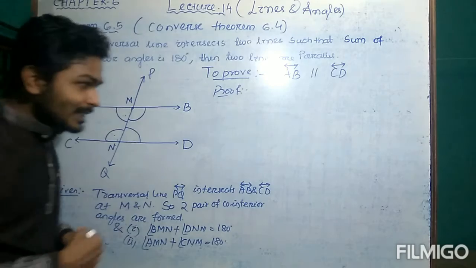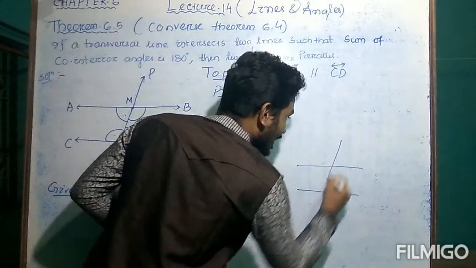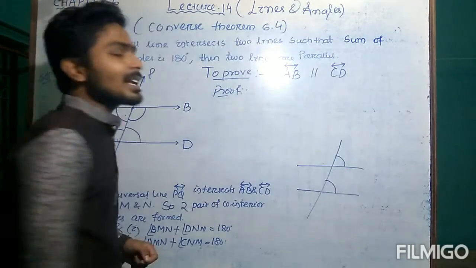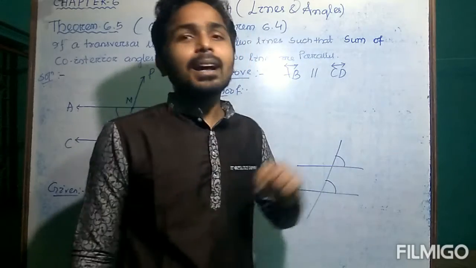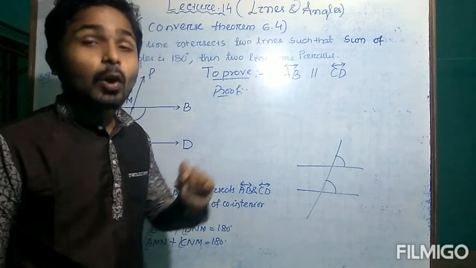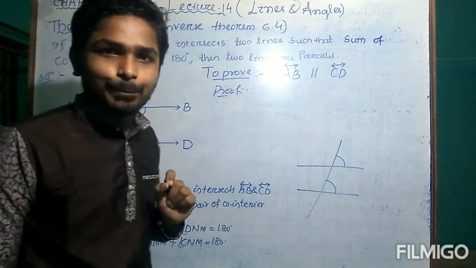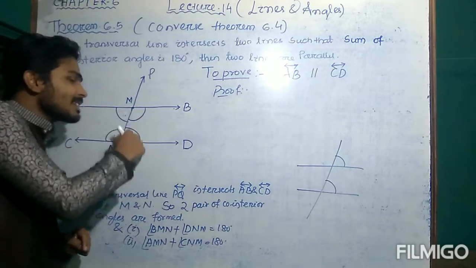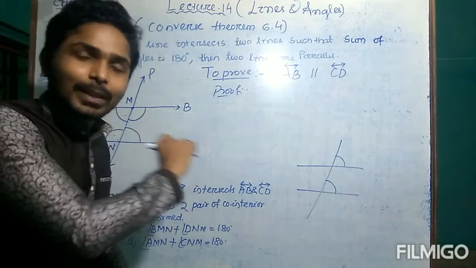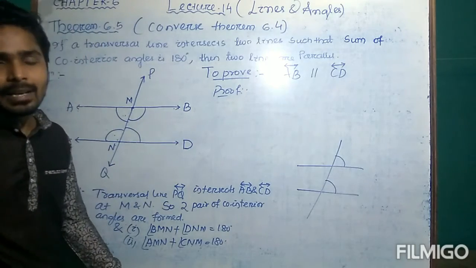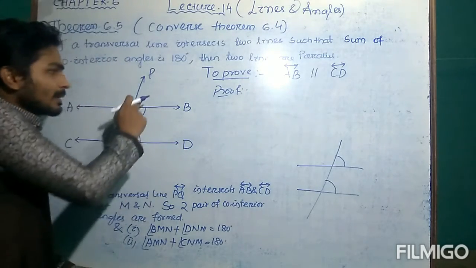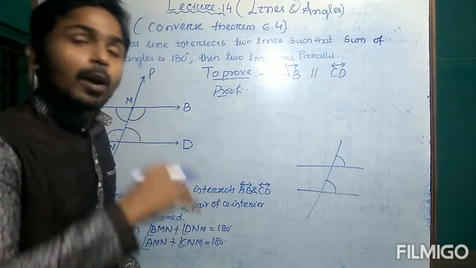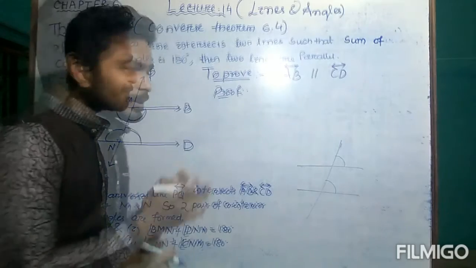In 6.4 we have studied that if a line intersects any two lines and their corresponding angles are equal, then these two lines are parallel. This is the axiom number 6.4, or you can say the converse of axiom 6.3. So here also we need to prove that their corresponding angles are equal. If we can prove them, then we can easily say yes, these two lines are parallel. So our basic target is to show that the pair of corresponding angles formed are equal. Okay, so let's prove.